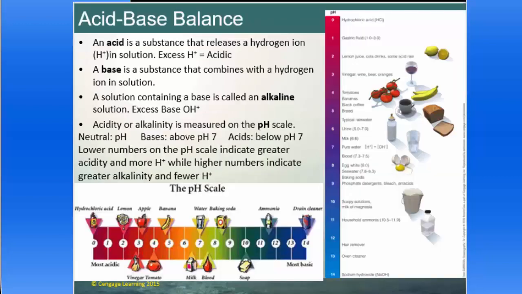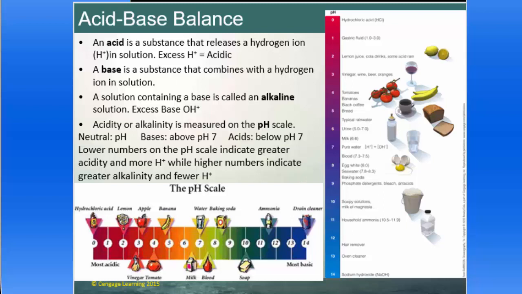You've probably heard about the pH scale most of your life. So an acid is a substance that releases a hydrogen ion, an H plus, in solution. Excess hydrogen ions make it acidic. A base is a substance that combines with a hydrogen ion, so a solution containing a base is called alkaline. They typically have an excess of OH minus. Acidity or alkalinity is measured on the pH scale, with neutral at pH 7, bases above 7 and acids below 7.